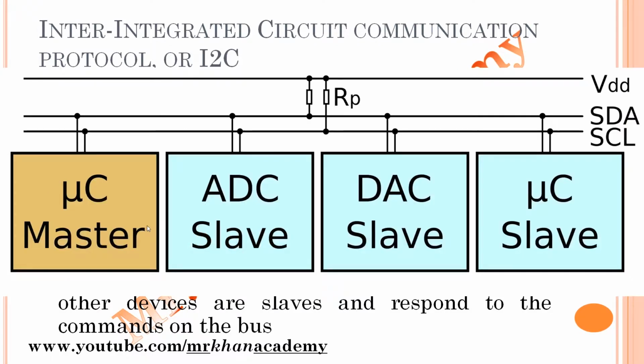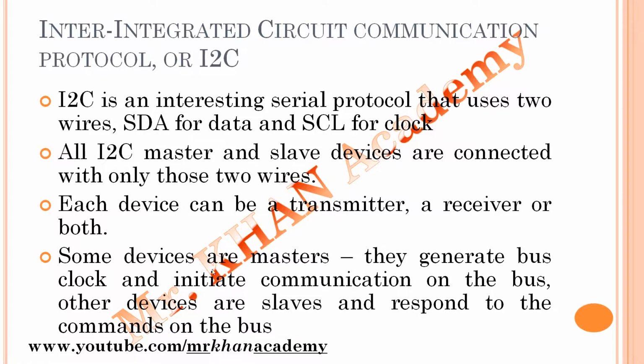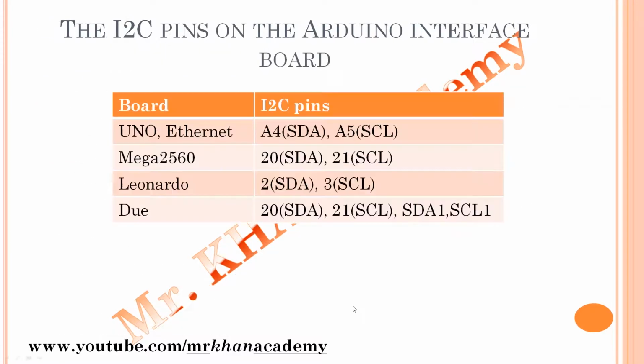What does it mean? As I said, masters retrieve the data from a particular sensor with the help of an address; each and every slave has some specific address. With the help of that address, the master identifies that device, sends the command and retrieves the data. But slaves cannot send any command to the master, because the master does not have any address, but slaves do. That is what I am explaining here. Some devices are masters, they generate the bus clock and initiate the communication on the bus, and other devices are slaves and respond to that command on that bus.